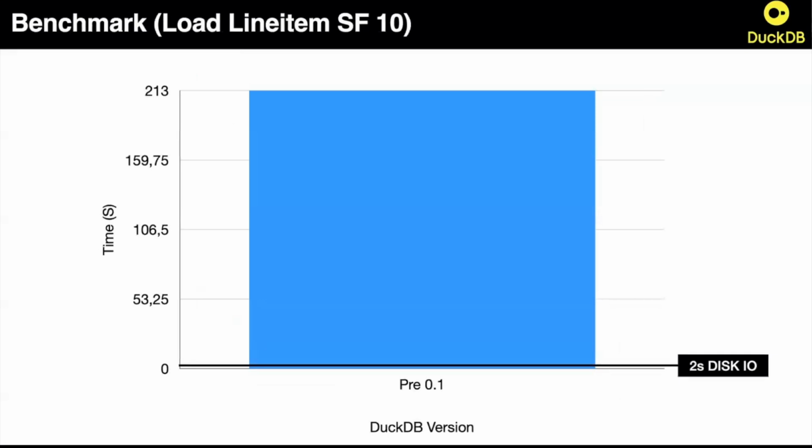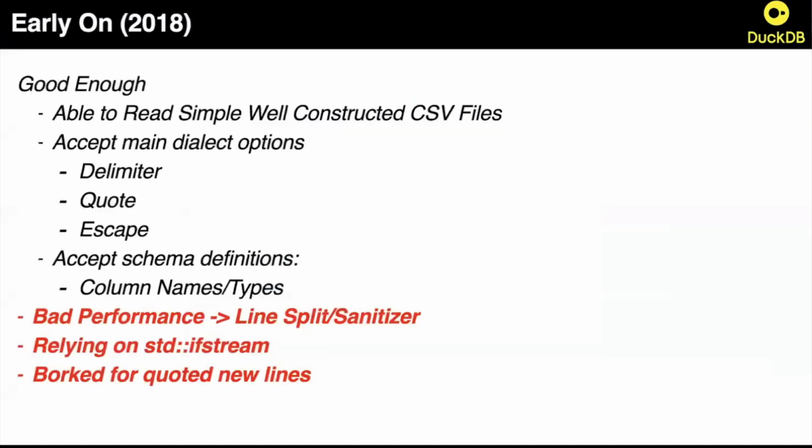So here you can see this is pre-0.1, and finding commits of pre-0.1 that could be compiled and executed without burning my machine was already a bit of a challenge, but I managed to get there. So here you can see this is loading lineitem, and I think all the examples I have in this presentation are loading lineitem scale factor 10, which is about 8 gigabytes as a CSV file. And then basically the disk I/O is about 2 seconds on my Mac, but this would take 213 seconds. So, I mean, good enough, right? You load data once, you want to run your benchmarks there. We didn't really care that much about it, I think.